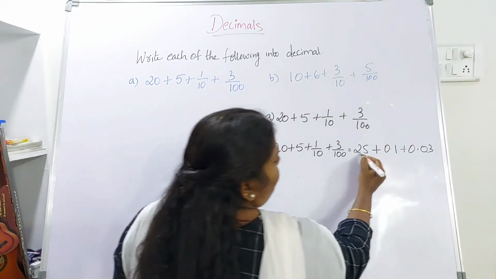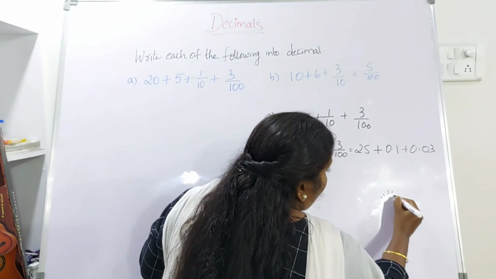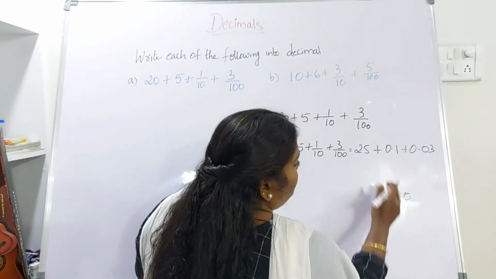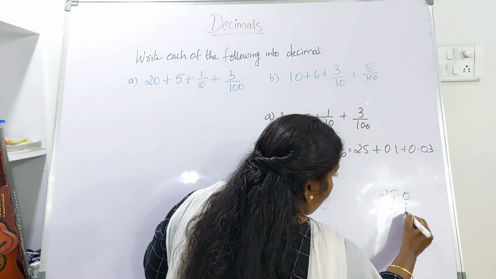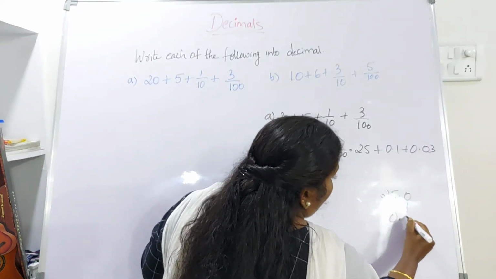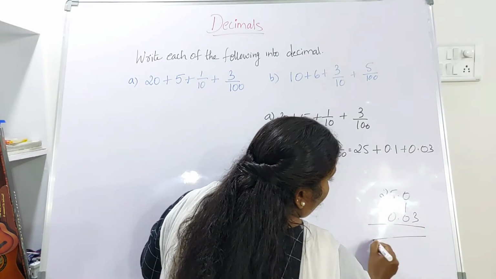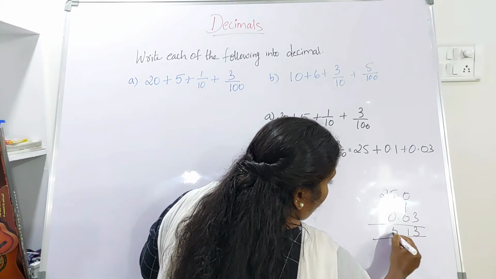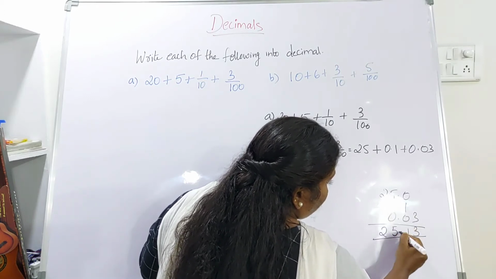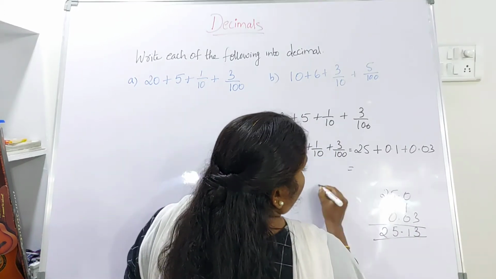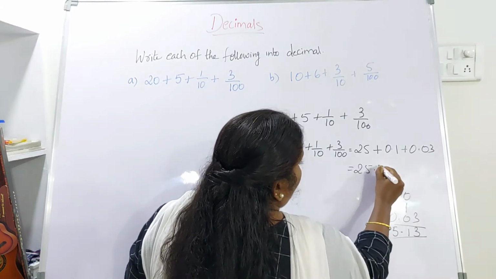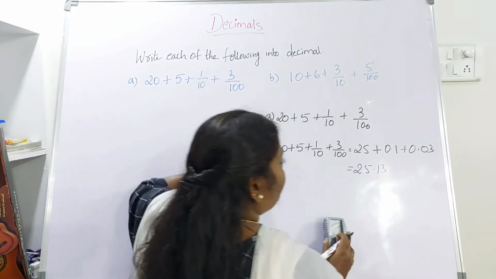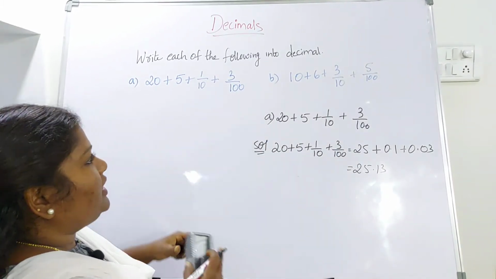So now we have to add them, that is 25, in the sense it is 25.0. So next one is 0.1. Next one is 0.03. Add them up, that is 3, 1, 5, 2, and you have a decimal point. So this is nothing but 25.13. Yes? Hope you have understood. So let me continue with the next one.